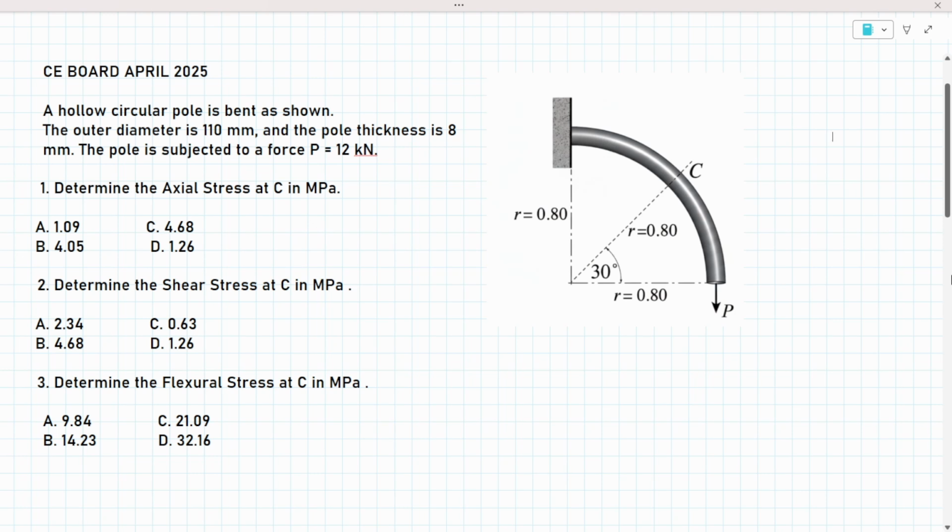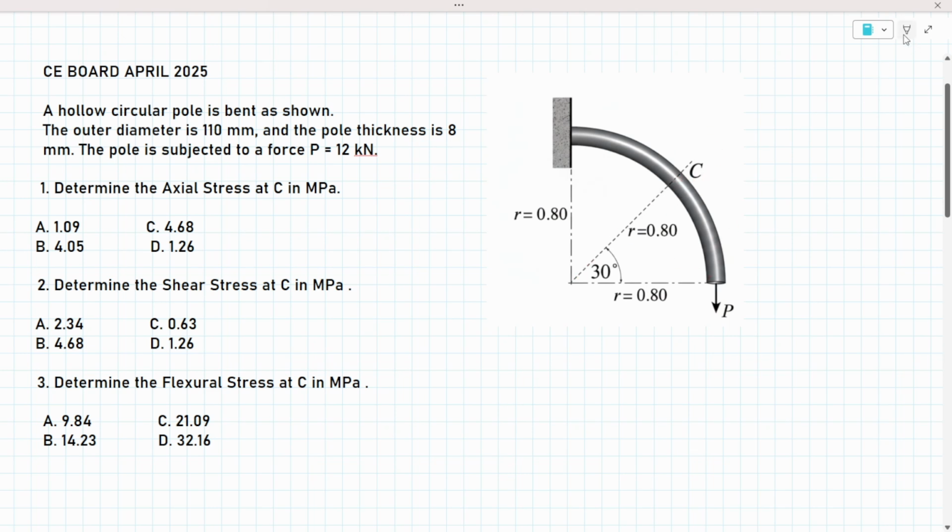Problem na ito ay sagutan natin another situation last April 2025 in PSAD. A hollow circular pole is bent as shown. The outer diameter is 110 millimeters and the pole thickness is 8 mm. The pole is subjected to a force P equal to 12 kilonewtons. Ito daw pole na to ay binend with an angle of 30 degrees directed to this point C.